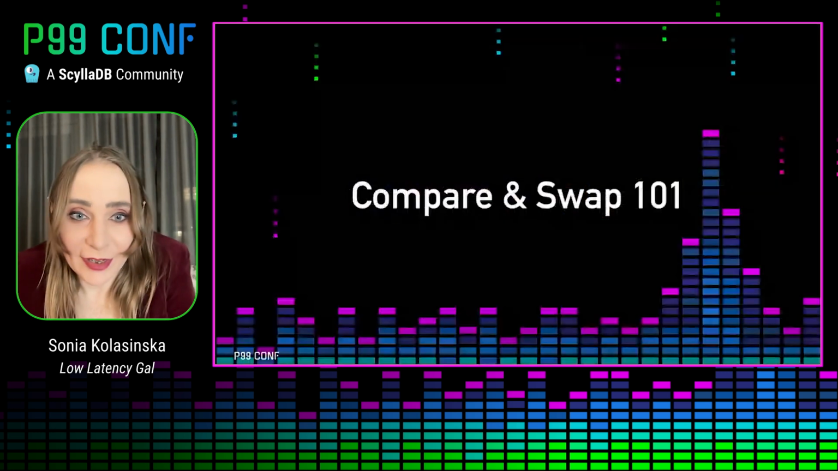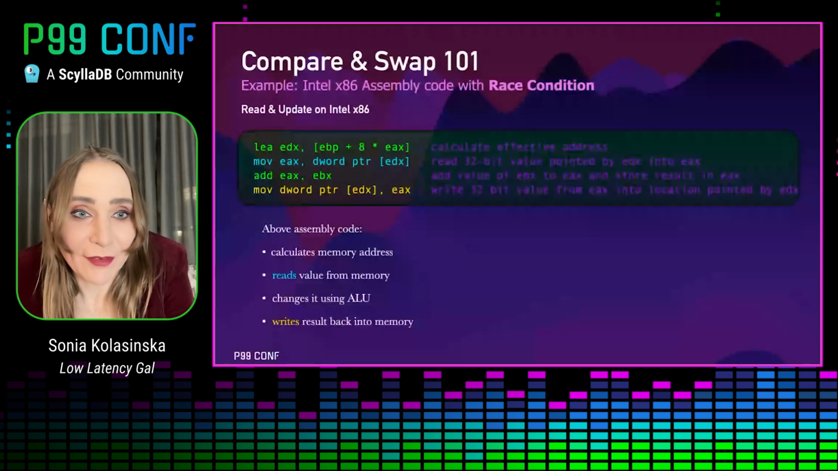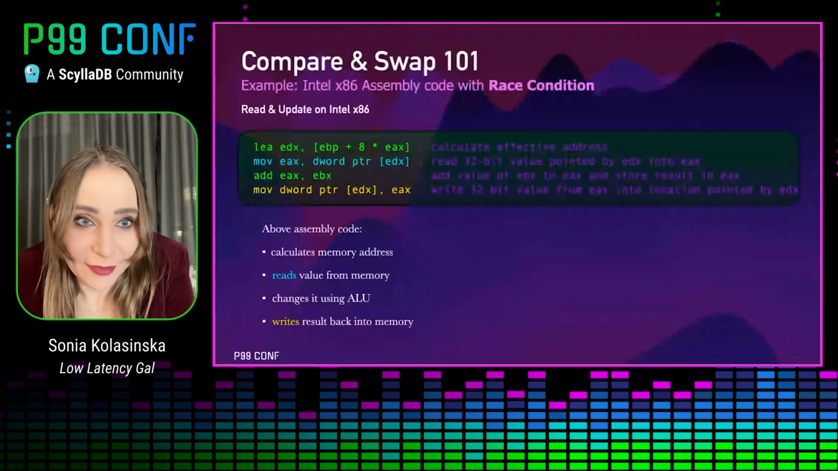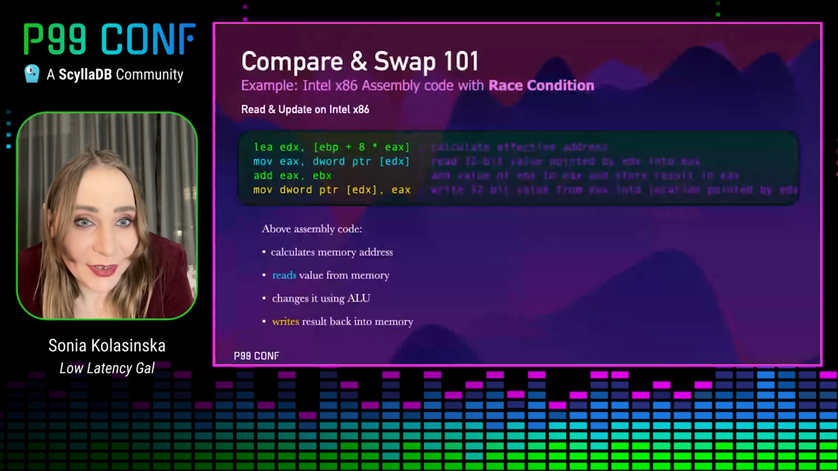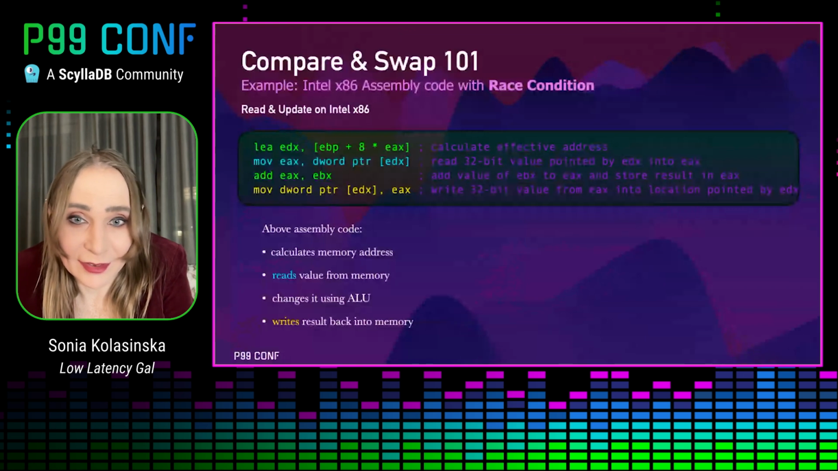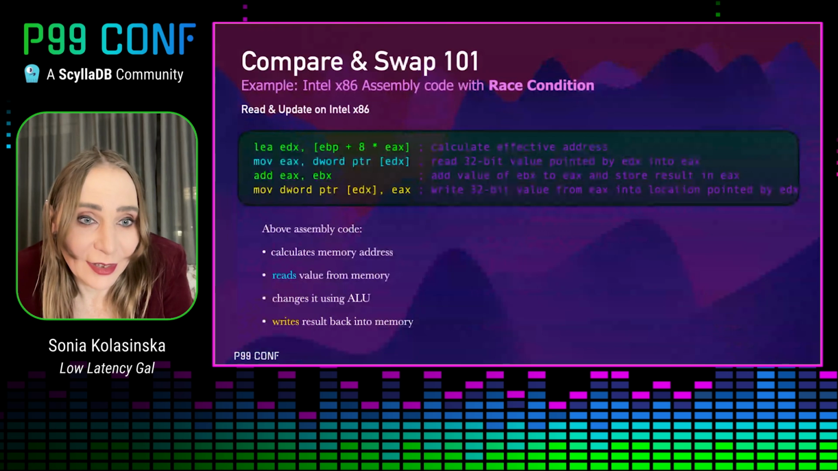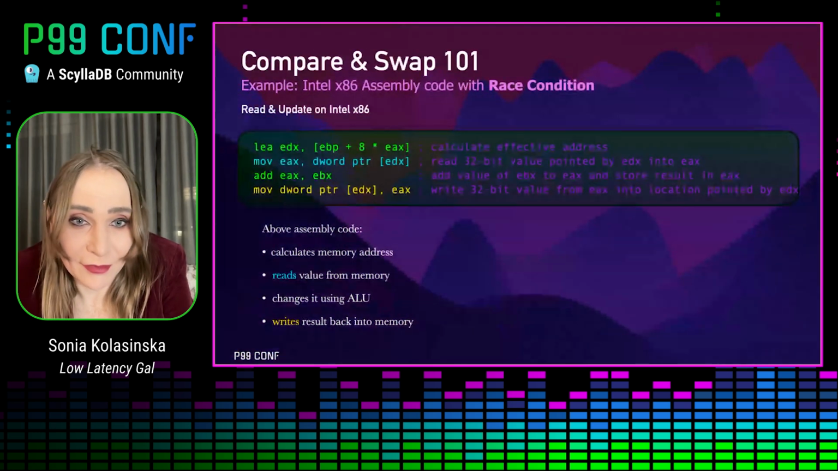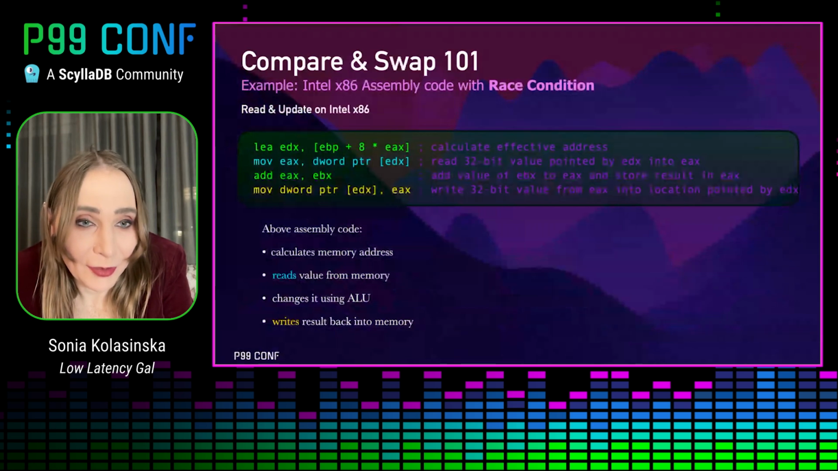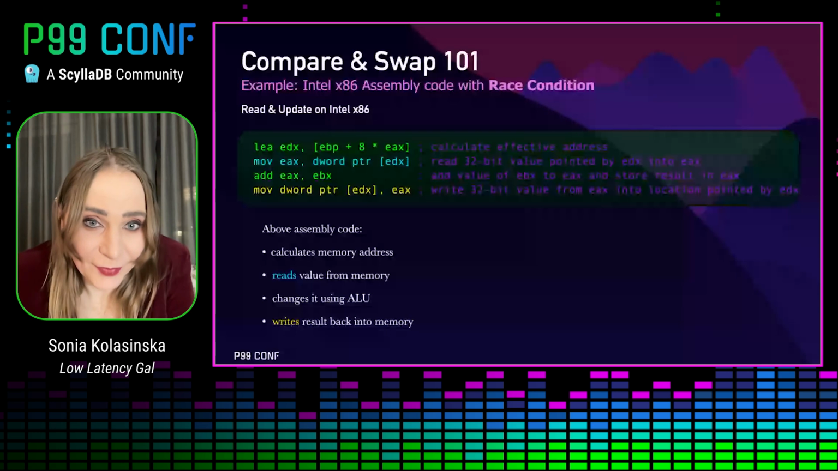So what is compare and swap? Compare and swap, well, it solves the problem, right? So we have an assembly code here which has a race condition. And the race condition here is this mov EAX, dword ptr [EDX] and mov dword ptr [EDX], EAX. So the blue instruction is reading some value from address EDX, reading some variable X into the CPU. And then the yellow instruction is saving into the memory under this address EDX the value of this EAX register. We change the value in the EAX register in add EAX, EBX. So this is the computation.